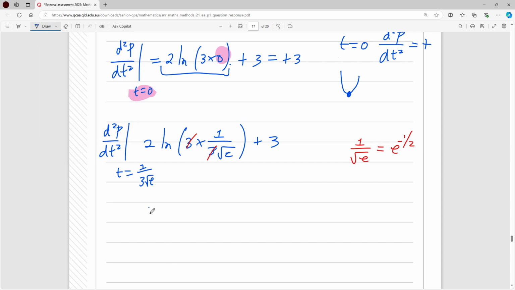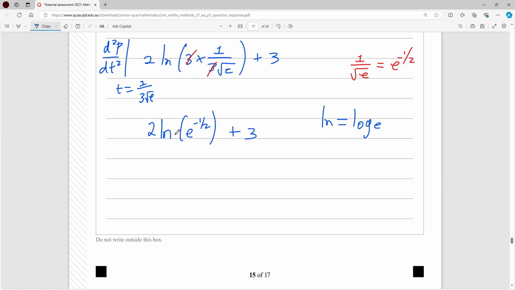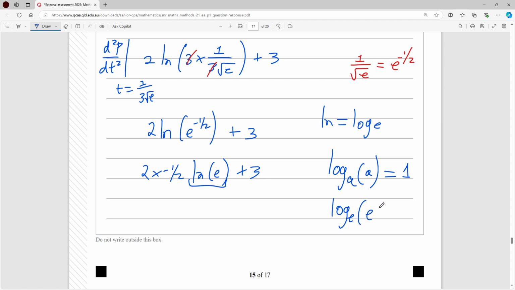So if we simplify this, we'll have 2 ln e to the negative a half plus 3, okay? Now, ln is log base e. So you can see you have ln of e and an e in there. So that's going to cancel out quite nicely, but you've got to bring this power out the front. So you have 2 times negative a half, and ln of e, this term is just going to be 1. Because remember, log of that same number will always be 1. So log e of e is 1, which is the same as ln of e. Okay. Then we would have 2 times negative a half plus 3. So here you get negative 1 and then plus 3, and you also get 2.